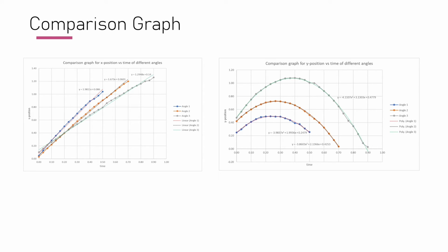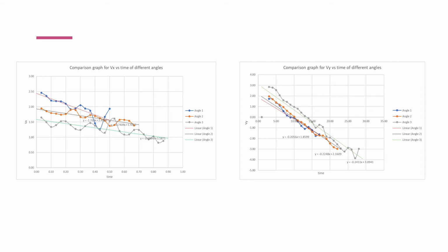For the graph of y position versus time of different angles, the angle has an impact on the graph's highest peak. The higher the peak on the graph, the greater the angle. For the graph of Vx versus time of different angles, due to errors, Vx0 is not constant. For the graph of Vy versus time of different angles, the deceleration of the particle motion increases as the angle increases.